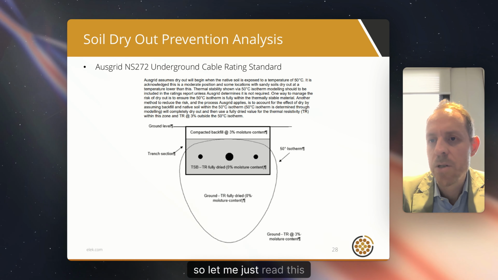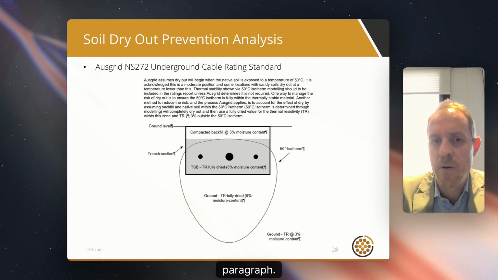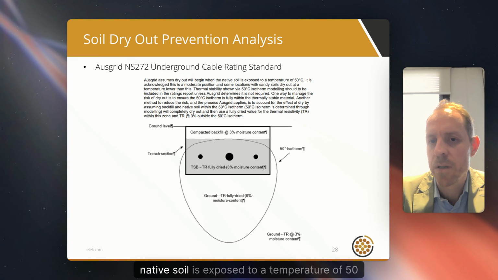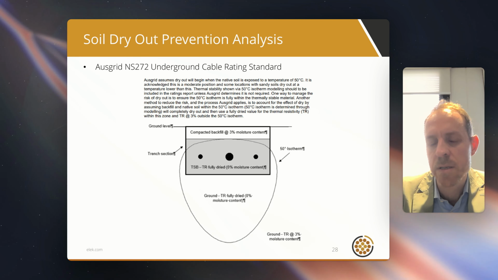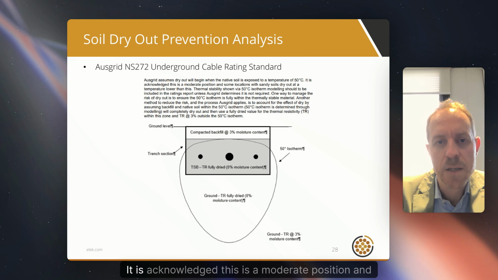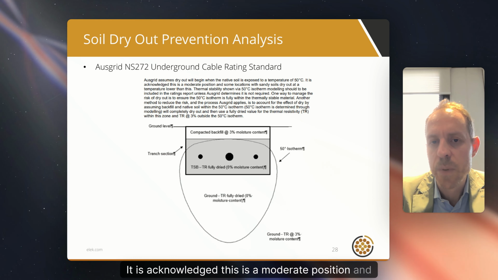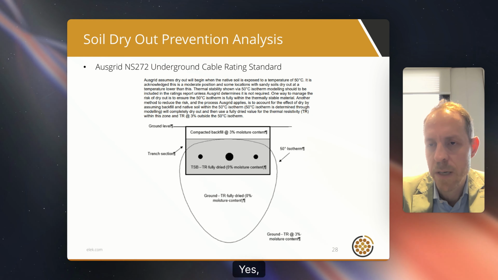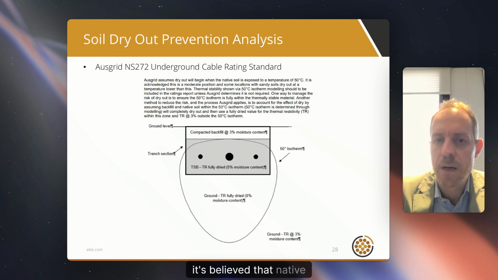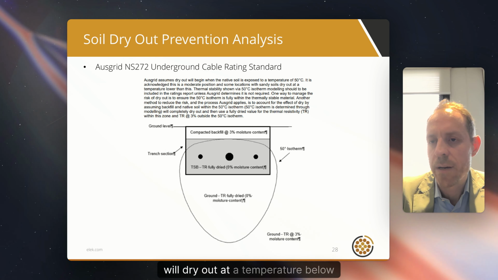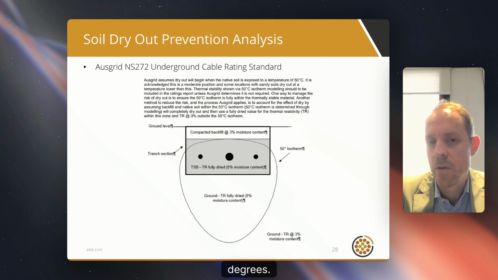So let me just read this paragraph. Ausgrid assumes soil dryout will begin when the native soil is exposed to a temperature of 50 degrees. So they're using that 50-degree assumption. This is very, very common. It is acknowledged this is a moderate position, and some locations with sandy soils dry out at a temperature lower than this. Yes, it's believed that native sandy soils will dry out at a temperature below 50 degrees, so it could be 40 degrees, for example.